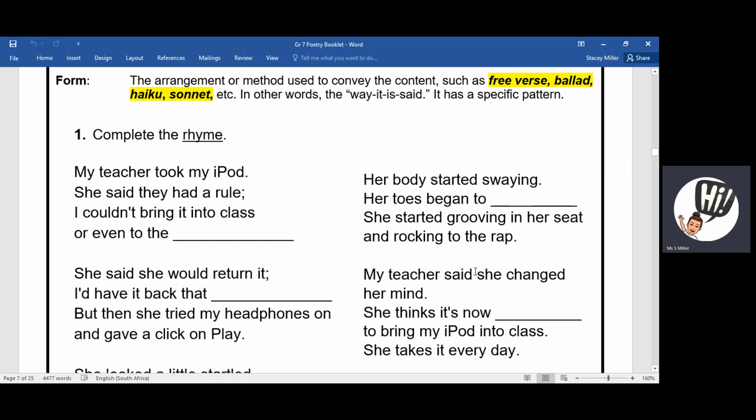Her body started swaying. Her toes began to tap. Very good. T-A-P because of the word rap. She started grooving in her seat and rocking to the rap. My teacher said she changed her mind. She thinks it's now. Have a look. Good guess, though. But no, have a look. To bring my iPod into class, she takes it every day. She thinks it's now. Okay, O-K-A-Y would rhyme with day.